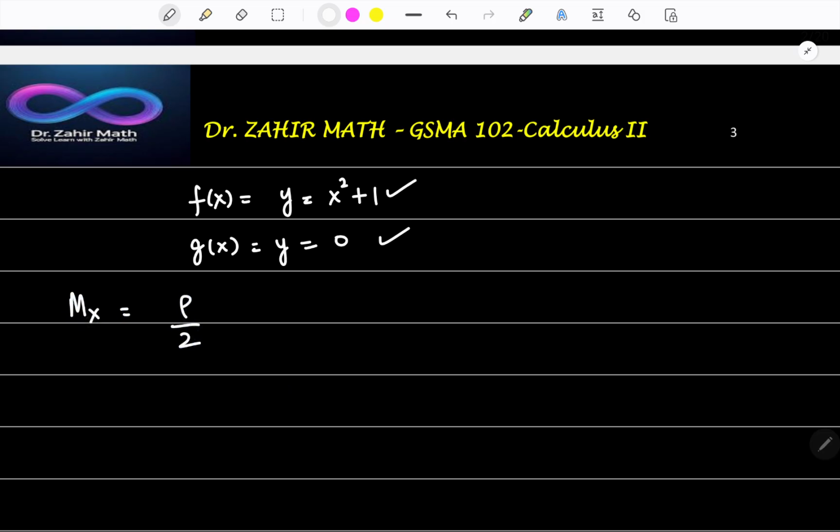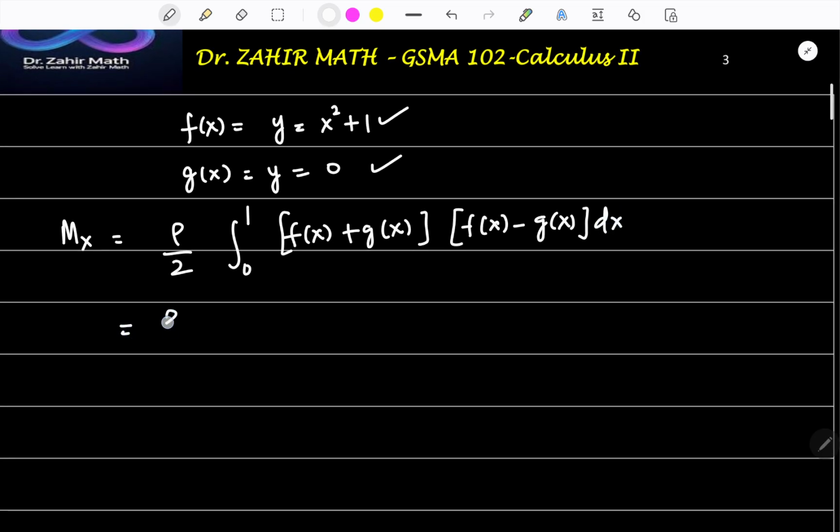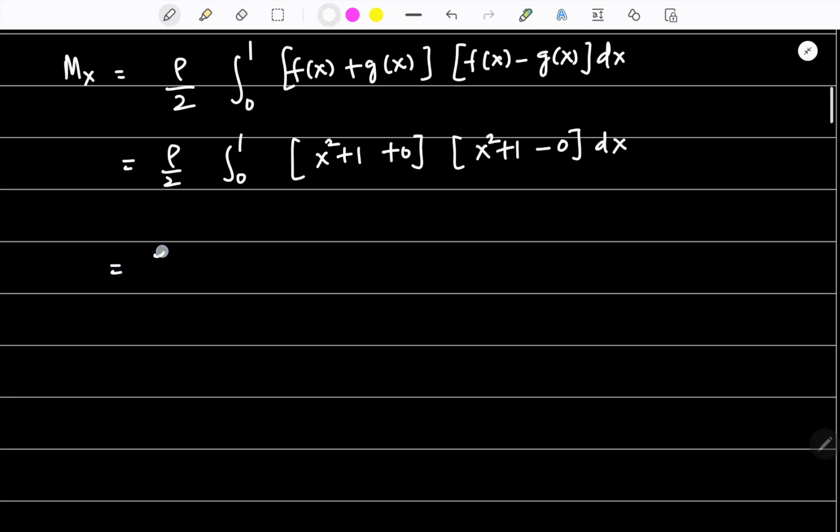Mx, the formula again, I will write rho divided by 2 integral 0 to 1, f of x plus g of x, and f of x minus g of x times dx. This equals rho divided by 2 integral 0 to 1. f of x is x square plus 1, plus g of x is 0, so this is x square plus 1 and 0 times. So this equals rho divided by 2 integral 0 to 1 x square plus 1 and then x square plus 1 times dx.